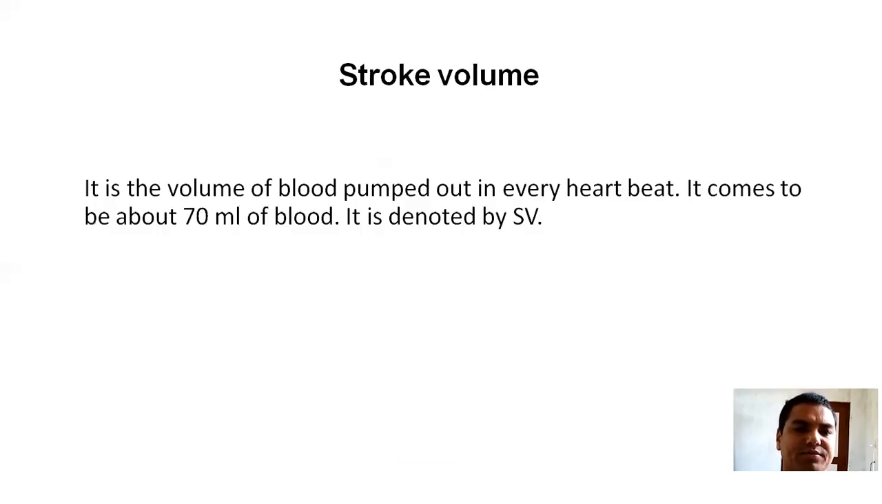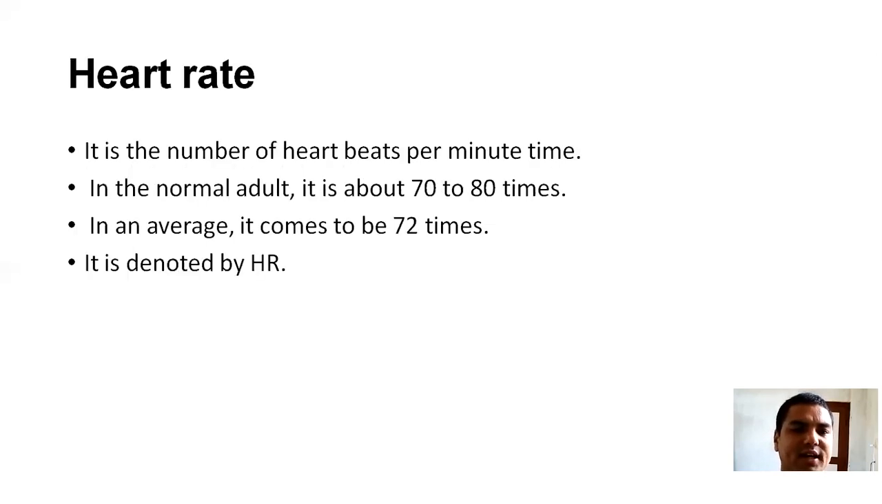Stroke volume. Stroke volume is the volume of blood pumped out in every heartbeat. It comes to be about 70 milliliters of blood. It is denoted by SV. Heart rate. Heart rate is the number of heartbeats per minute. In a normal adult, it is about 70 to 80 times. On average, it comes to be 72 times. And it is denoted by HR.